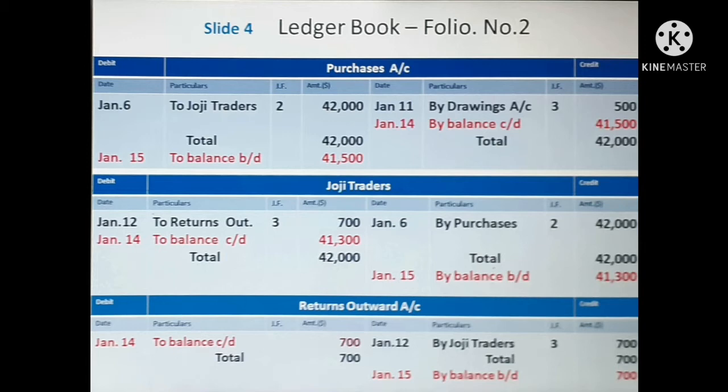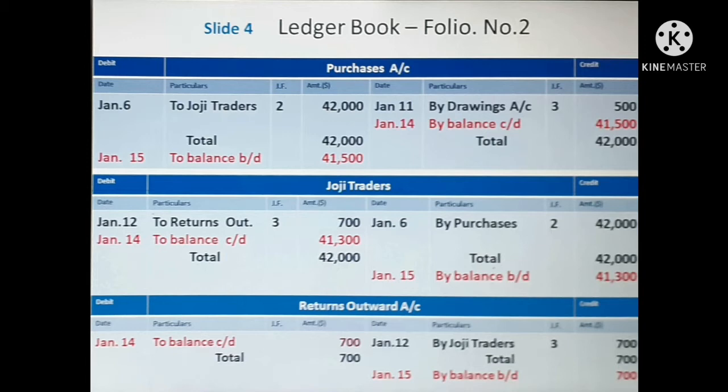Coming to Joji traders account, see the purchases of goods on credit come on the credit side for $42,000 and the return of goods $700 comes in the debit side. So the difference is $41,300. The shortage is in the debit side. So to balance, balance carried down January 14 comes in the debit side. Totals of both sides is $42,000 and below the total, the balance is brought down on January 15 on the credit side. Joji traders account has a credit balance.